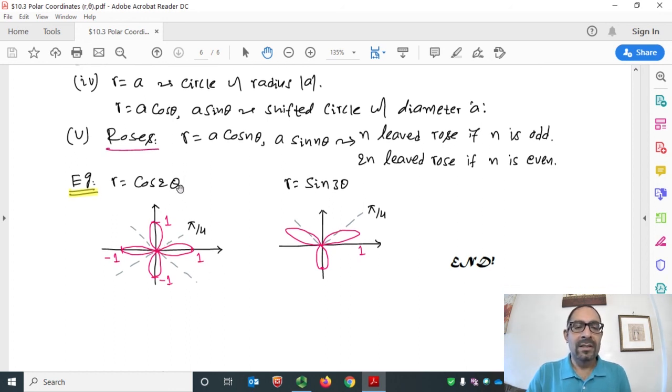And in the first one here, when theta is 0, cosine 0 is 1, so we are at 1 here. And at theta is pi fourth, then 2 times pi fourth is pi half, and cosine pi half is 0. So at pi fourth it is again back at the origin here. Great. So we finish these sections. Thank you all.